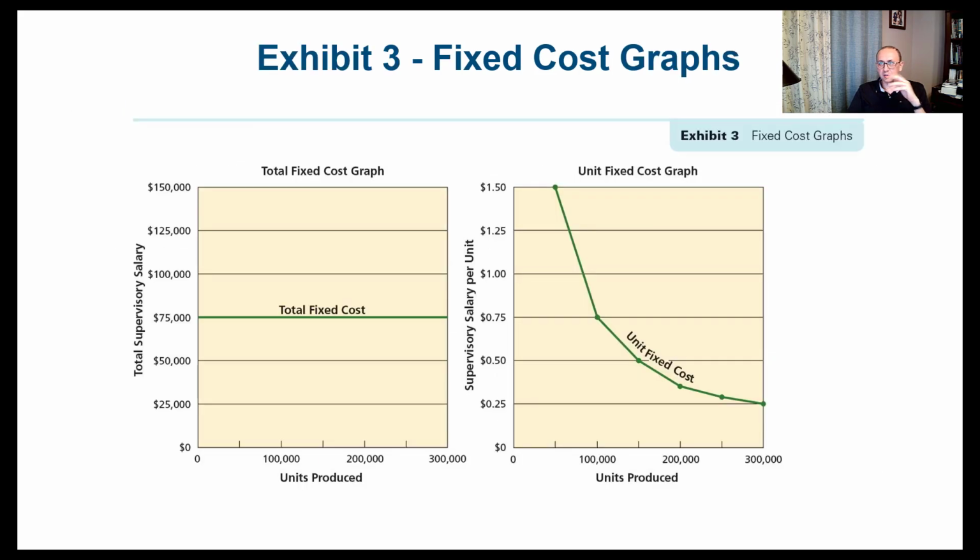So let's see this diagram or this graph, because I think it will give us a better idea. So you can see here the units produced and the total supervisory salary. It's fixed. It's $75,000 whether they produce 1 unit versus 300,000 units. It's 75,000. But if we look at it from the perspective of unit fixed cost, then the supervisory salary per unit will keep going down as the units of production increase.